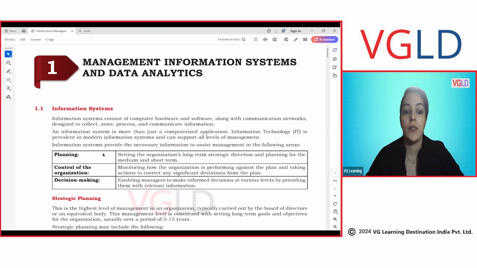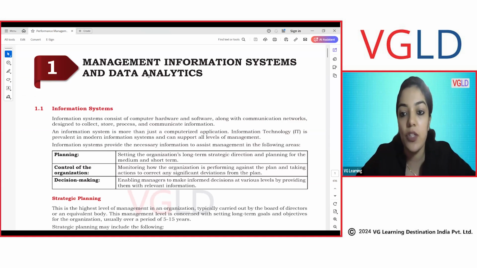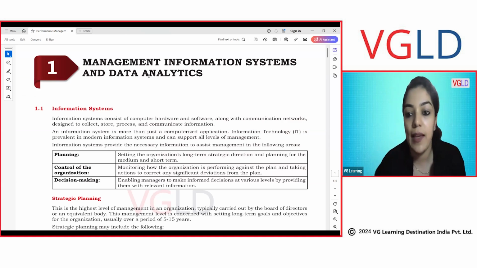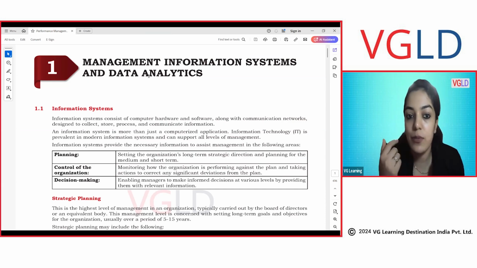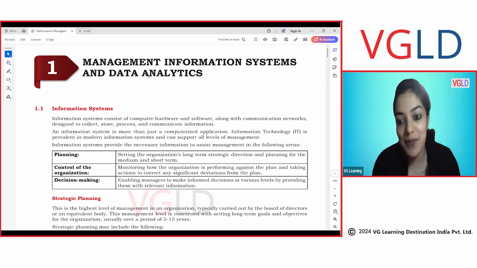Okay, let's begin. So the first chapter that we have here is Management Information System and Data Analytics. So the first chapter, or first few chapters, they actually tend to be a little theoretical. You won't get a lot of practice questions, so it gets a little monotonous. It's just me talking. So you have to bear with that.